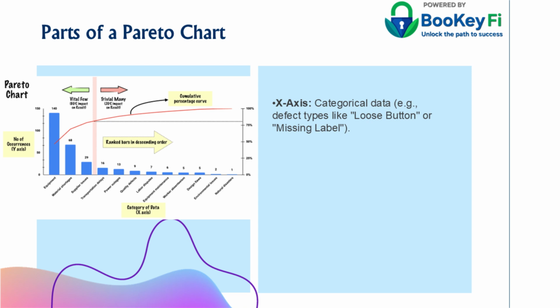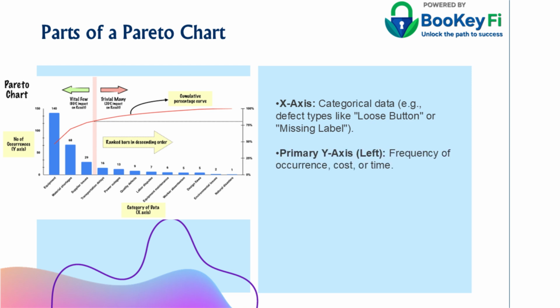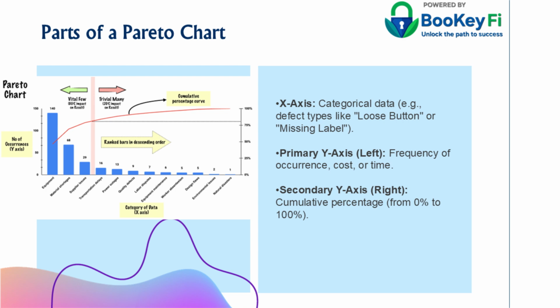To understand how to read a Pareto chart, we need to look at its specific anatomy. The x-axis contains your categorical data. These are the specific issues you're tracking, like loose buttons or missing labels. These are always arranged in order of importance, from highest to lowest. For measurement, the chart uses two scales. The primary y-axis on the left tracks the frequency, cost, or time, which determines the height of your bars. On the opposite side, the secondary y-axis on the right tracks the cumulative percentage, scaling from 0 to 100%.